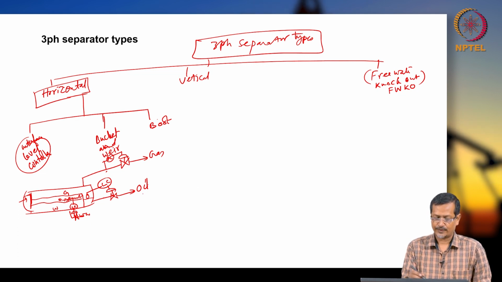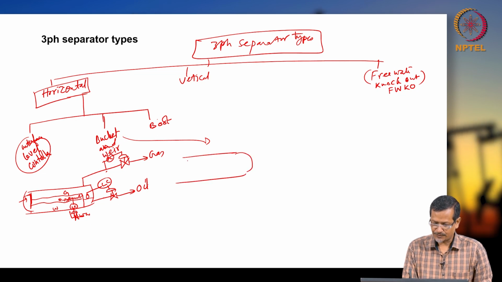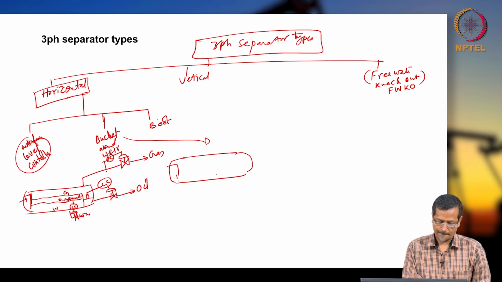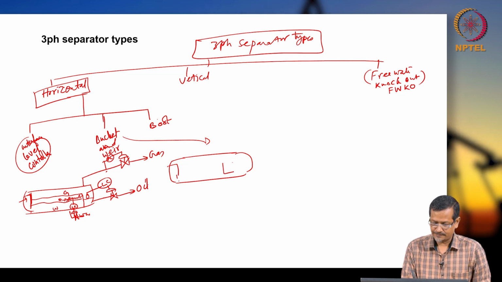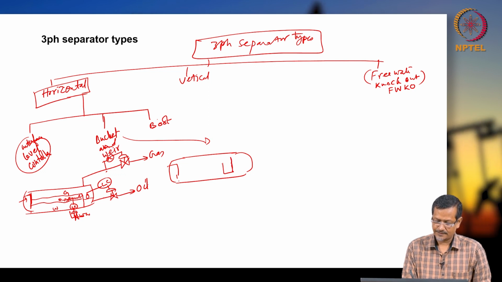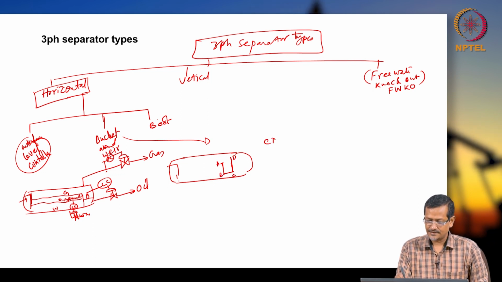Now bucket and wear, what is the bucket and wear type thing? Like again, draw your horizontal separator, you draw the inlet diverter. Now you create one bucket. So in the bucket, this leg will be longer than this leg. If you see A, B, C, D, CD will be longer than AB.